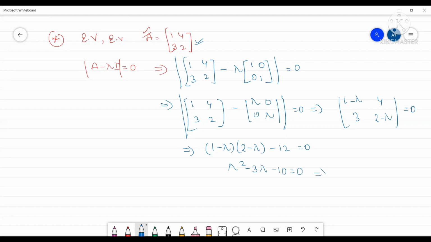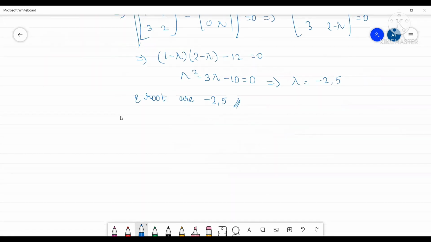So what will be the lambda values? Lambda equals minus 2 and 5. Minus 2 comma 5. So what are the roots of the given matrix? The eigenroots are lambda equals minus 2 comma 5, right? Now till here it is finished. Whatever roots they asked us to find, we have found those roots. Now we have to find the eigenvectors for the given matrix.